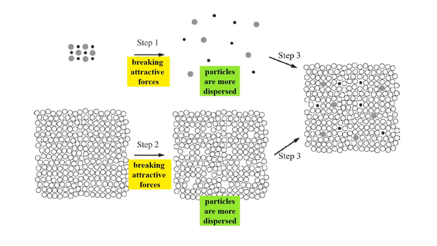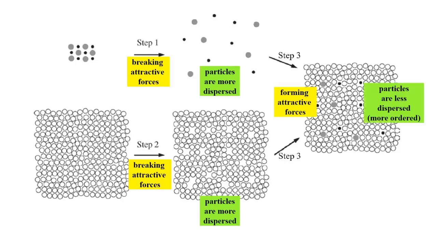So instead of breaking attractive forces, as you can see, we now have a process in which we're forming attractive forces. We're forming attractive forces between the particles of solute and the particles of solvent. So that would be a negative delta H for forming attractive forces. And hopefully you can see that now the particles are less dispersed and more ordered as they come together. So that would be a negative delta S. So step 1 and step 2, positive delta H, positive delta S. And then step 3, negative delta H, negative delta S.